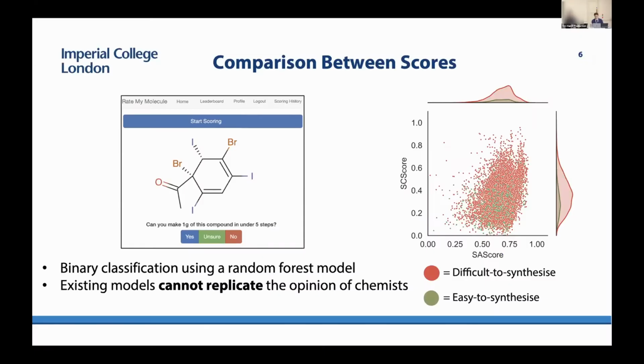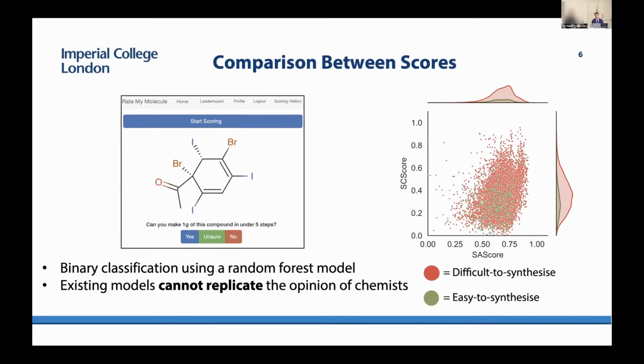So we set about trying to create our own model based on chemist intuition. So we rephrased synthetic accessibility as a binary classification problem. And we sent our collaborator over 10,000 molecules and asked them the question, can you make 1 gram of this compound in under 5 steps?